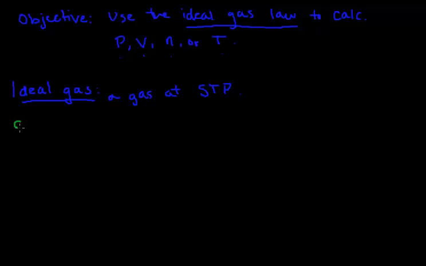And just to make sure we're all on the same page, STP, that's standard temperature pressure. That's kind of like the go-to standard temperature and pressure. So the standard temperature is 273 Kelvin, and the standard pressure is 1 atm. So if I say that something is at STP, then you know that the temperature is 273 Kelvin and the pressure is 1 atm.